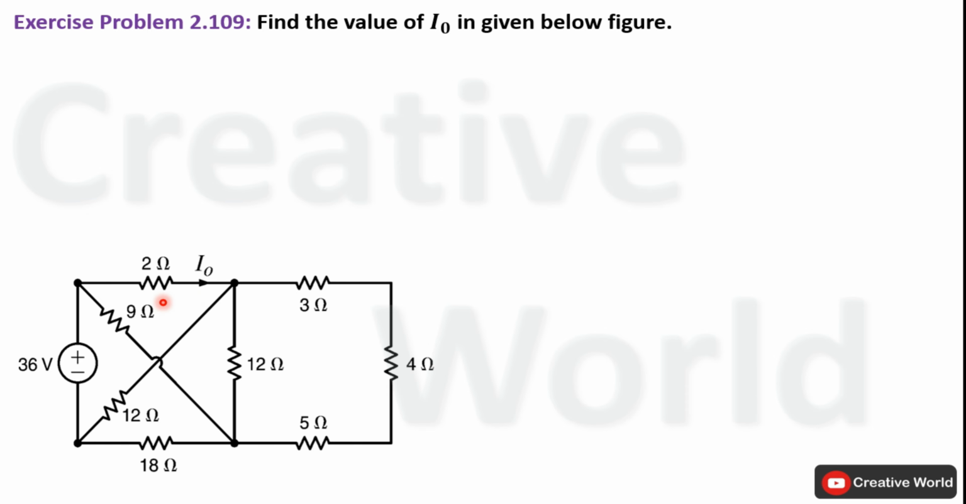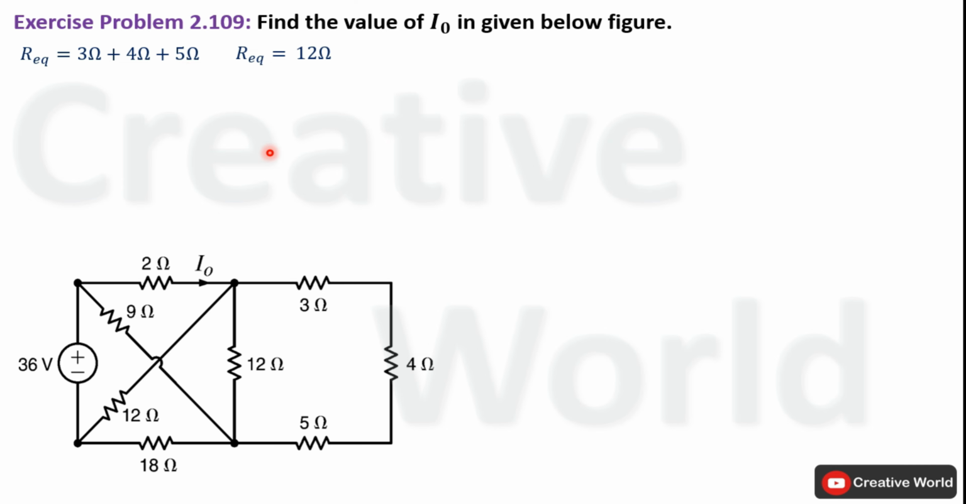First of all, we will try to simplify this network. For that purpose, we will start solving this problem from this end. These three resistances are connected in series connection, so we can find their equivalent resistance and replace these three resistances with it. Their equivalent resistance will be equal to the sum of these resistances. 3 ohm plus 4 ohm plus 5 ohm. So R equivalent of this series connection will be 12 ohm.